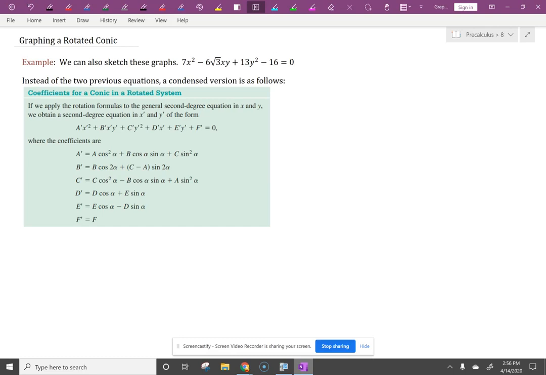This is Mr. Meyer, and we are talking about how do you graph a rotated conic. Now, I said we'd do it in class, but COVID-19 has canceled that. So let's go ahead and now do it ourselves.